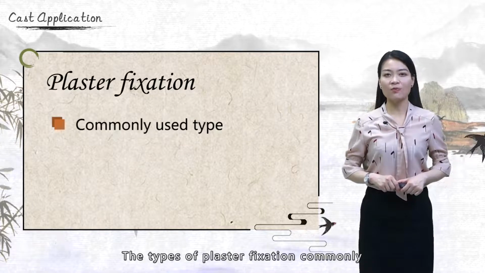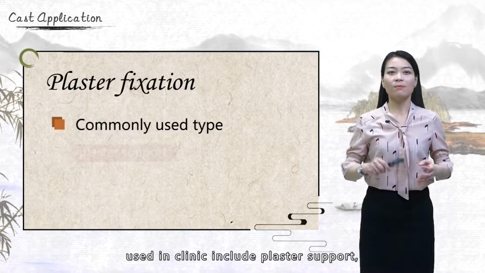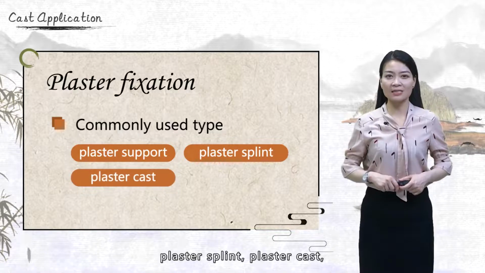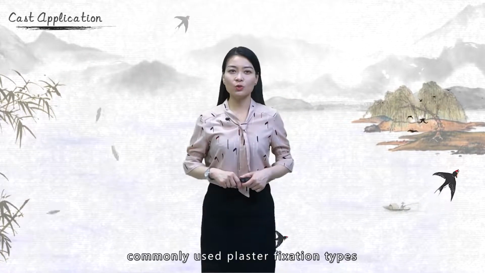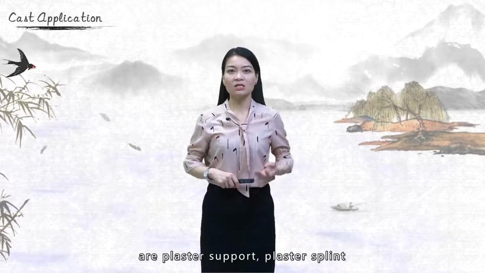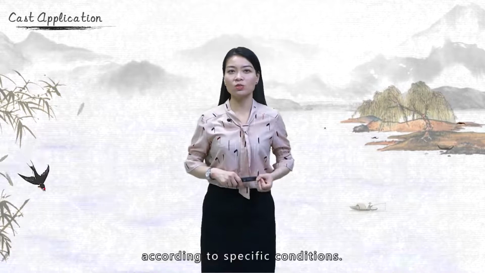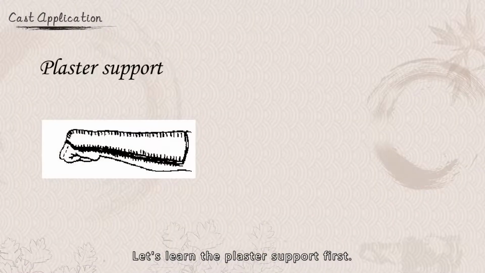The types of plaster fixation commonly used in clinic include plaster support, plaster splint, plaster cast, trunk plaster, and special plaster. For limb fractures, the commonly used plaster fixation types are plaster support, splint, and cast, and other types are selected according to specific conditions. Let's learn the plaster support first.